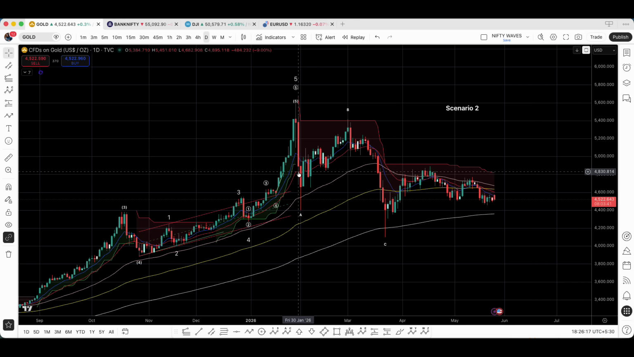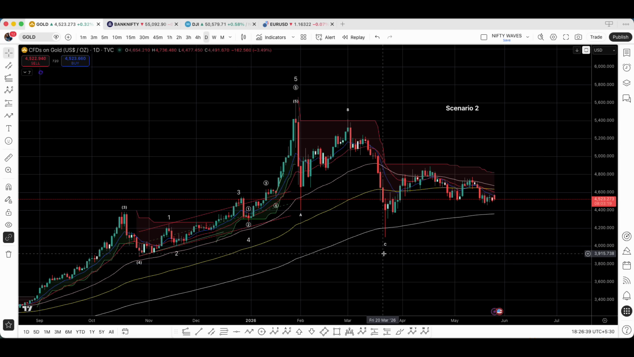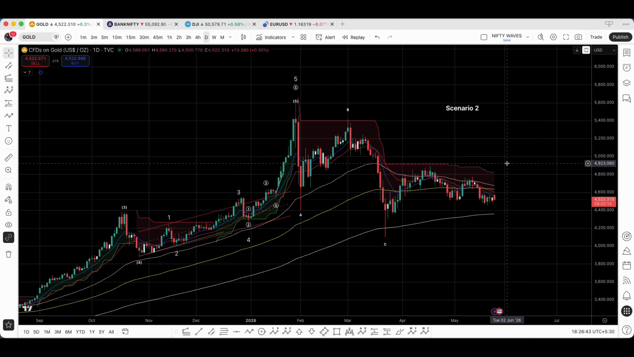So we're looking at a WXY correction, and this would be the W wave ending here. The WXY correction is a correction that moves in threes, where it's a W and then an X wave followed by a Y wave coming down. So in that scenario, if the W wave has finished here, this is the formation of your X wave that's happening.